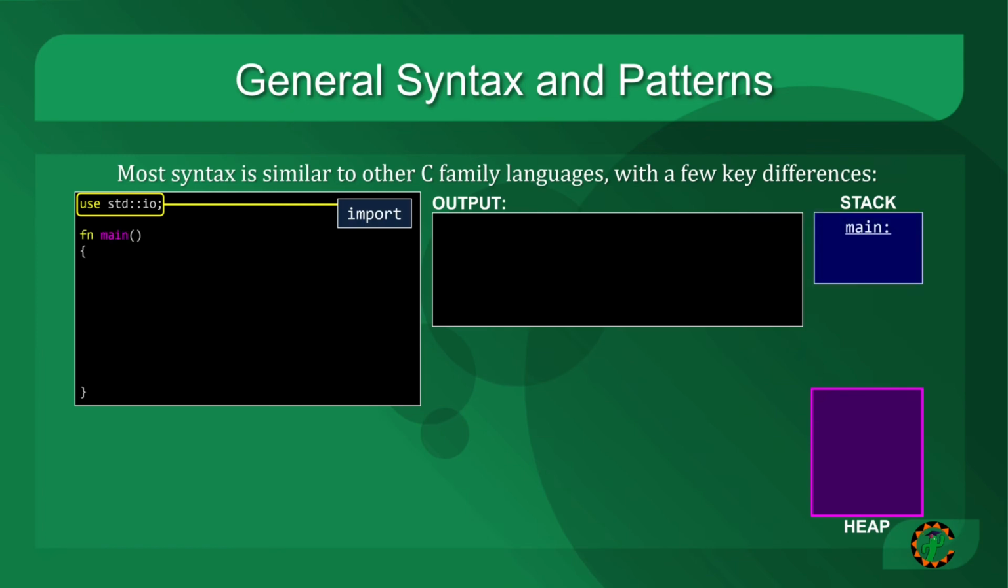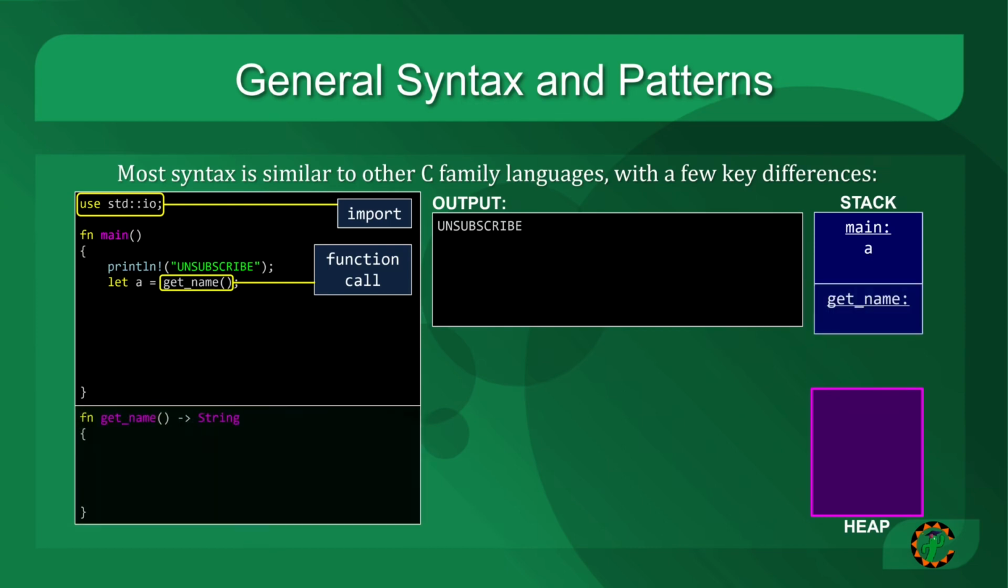Within the main function, you can see that we print unsubscribe to the screen, then create an identifier A and assign it to the value that getName returns. Here, getName is a bona fide function, not a macro. This one is pretty simple, thankfully.